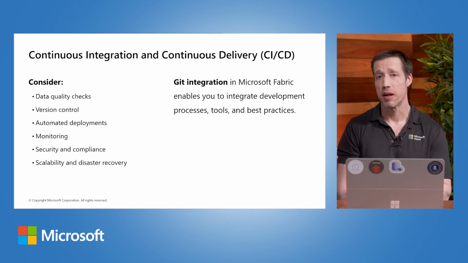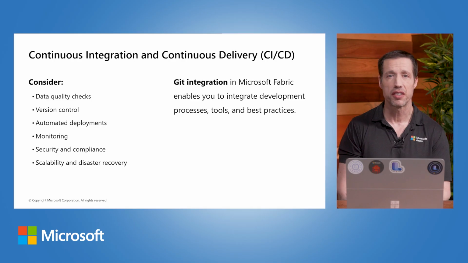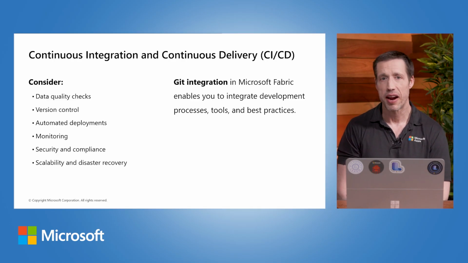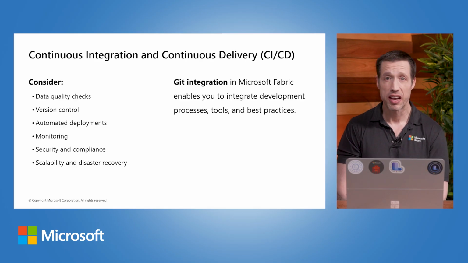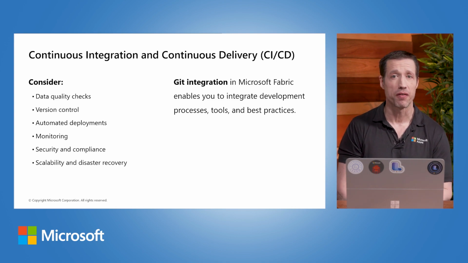Git integration in Microsoft Fabric enables you to integrate development processes, tools, and best practices straight into the Fabric platform. Fabric's Git integration enables data teams to back up and version work, revert to previous stages as needed, collaborate with others, or work alone using Git branches, and leverage the capabilities of familiar source control tools to manage Fabric items.